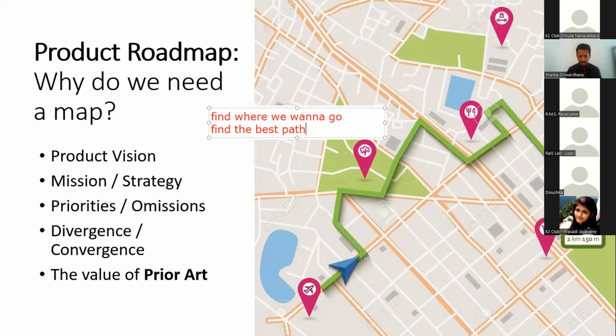Because for research, it's pretty much the same. Using the product roadmap, you can figure out exactly the same expectation that you have from the roadmaps. What are the other things? Why do we use a map? So actually, since you have given some interesting answers, find where we want to go.